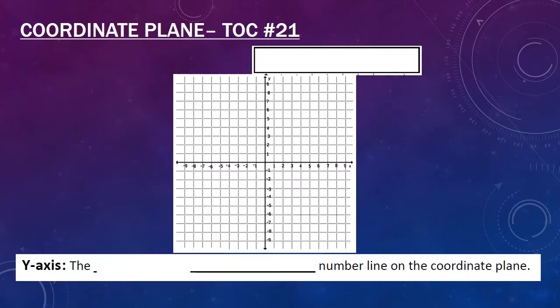All right, our next part of the coordinate plane that we're going to be looking at is the y-axis. And this is the vertical or up and down number line on the coordinate plane. So again, we start at 0, and then we're going to go up for the positive numbers and down for the negative numbers, and that makes up our y-axis or the vertical number line.